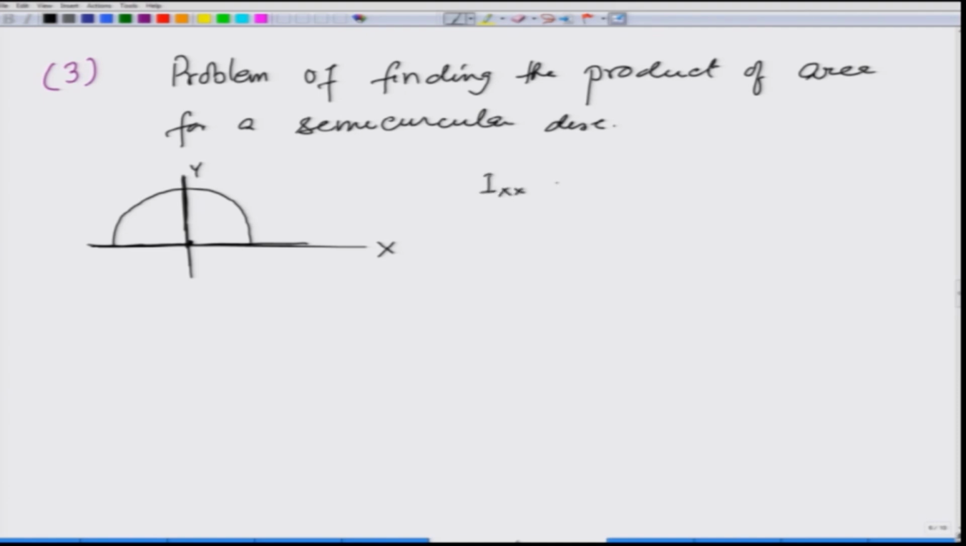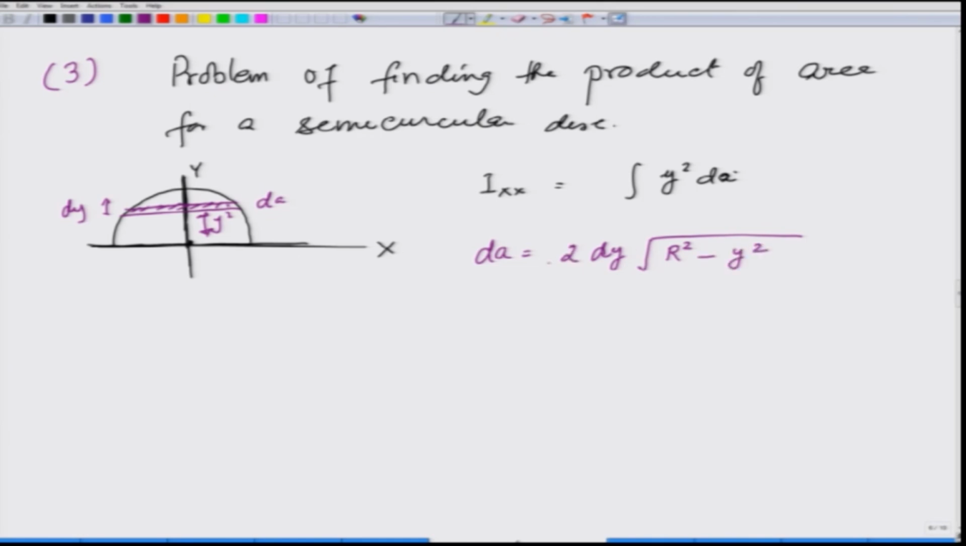Ixx is going to be integral y square dA. Since y is the same for this entire strip out here, which I am showing by purple color, I will take this area as dA, multiply by this distance y square, and then integrate. So, let us calculate the area dA. dA is nothing but the height of this strip, which is dy, times the length, and length is going to be square root of r square minus y square times 2. So, this is the area.